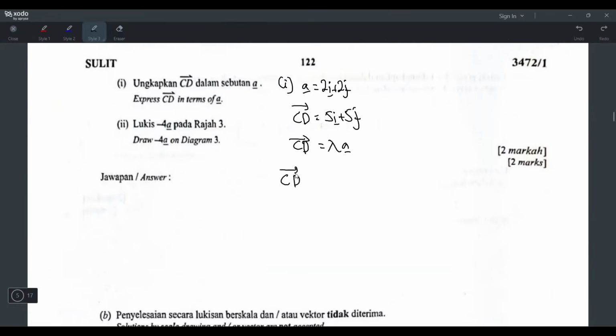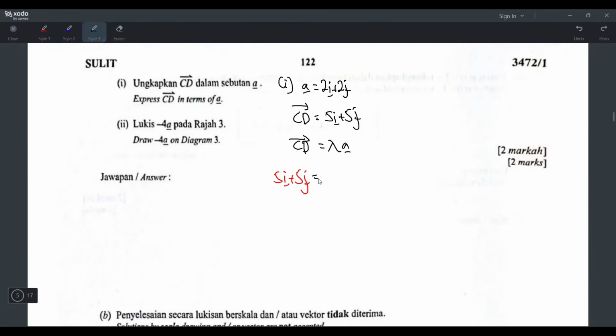And then for the CD, I will just sub 5i plus 5j. Oh, one more thing. The reason why you can do like that is also because CD and A are parallel. That's also one of the reasons why you can take these two vectors equal, because they're parallel.